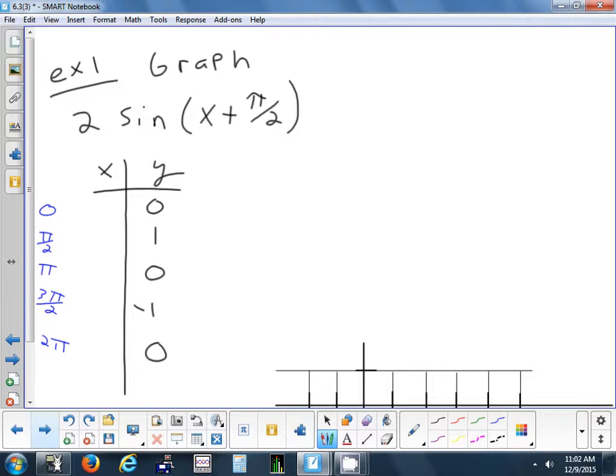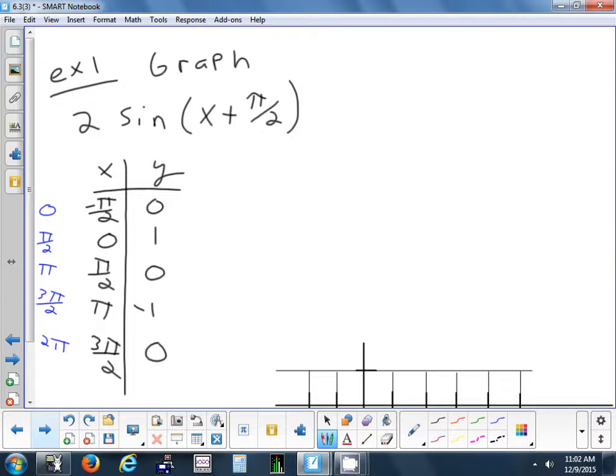Right, so what's my first one? Negative pi over 2. Second one? 0. Pi over 2. Pi. And 3 pi over 2. Okay. Any questions on how we got that?